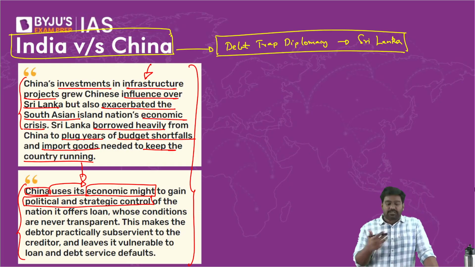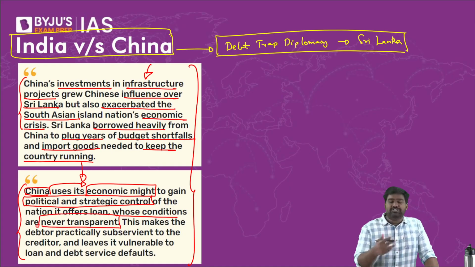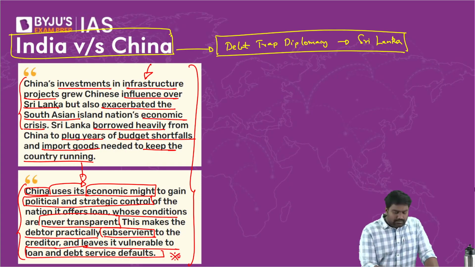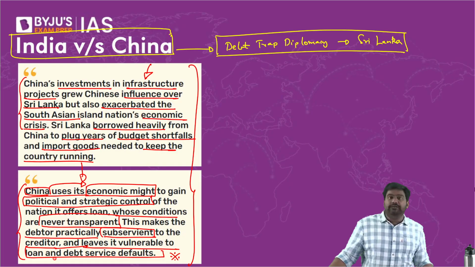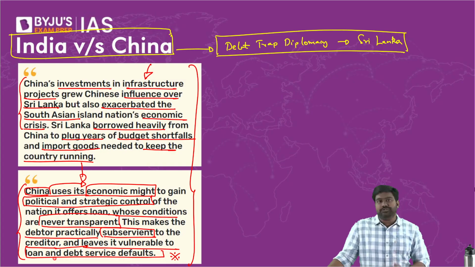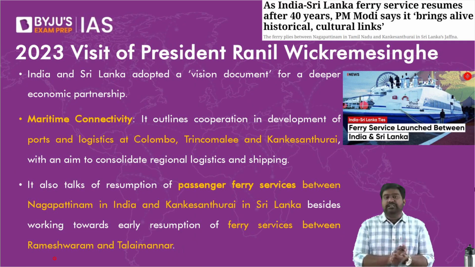This is what explains the debt trap diplomacy. It tries to gain political strategic control of the nation. It offers loans whose conditions are never transparent. The loan conditions, the terms of the loan are not clear. They're not transparent. This makes the debtor practically subservient to the creditor, leaves it vulnerable to loan and debt service defaults. Is that clear? The borrowing country becomes subservient to China. China leverages this economic advantage, turns it into a geopolitical strategic advantage. So that is what we fear. That is the impact that India feels from these Chinese investments.